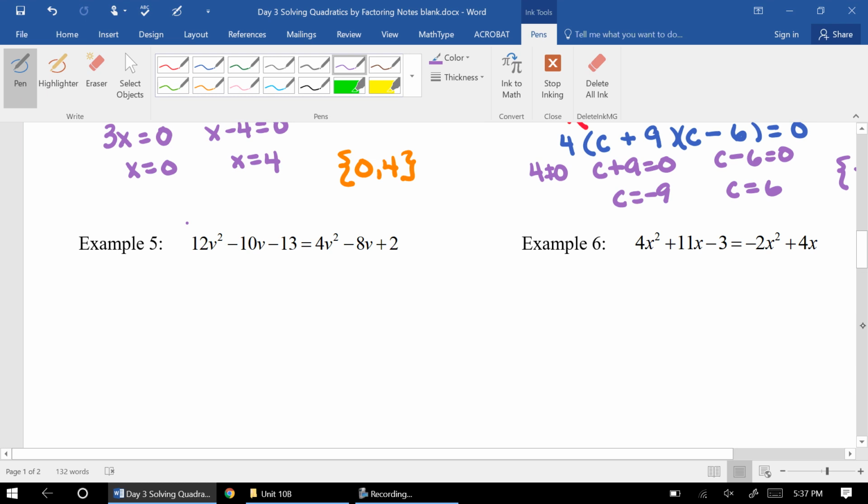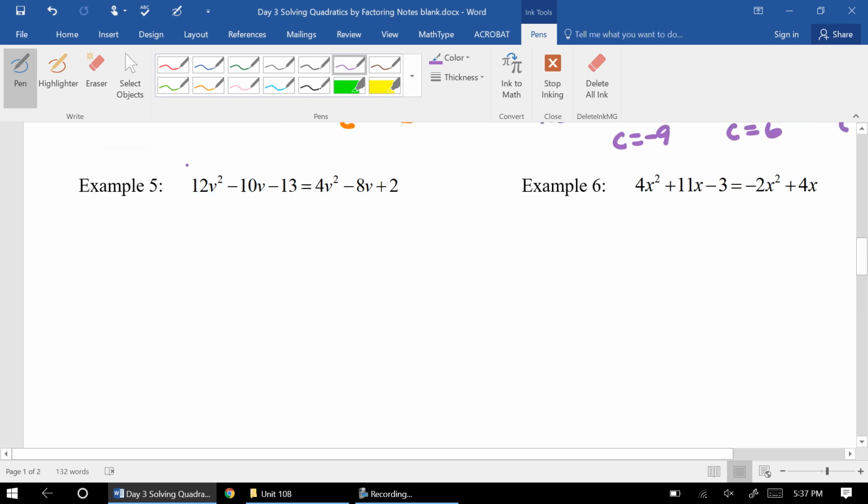And example number 5. As I take a look at example number 5, again, it is not set up in standard form. So the first thing that I have to do is move everything over. So we're going to move the 4v squared, the 8v, and the 2.